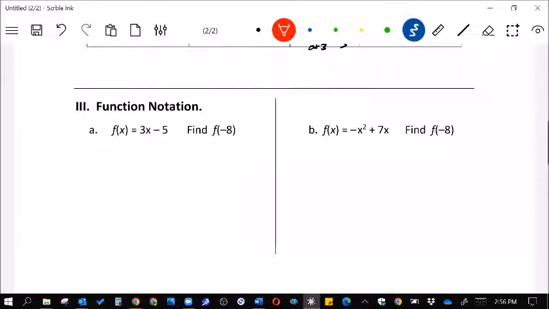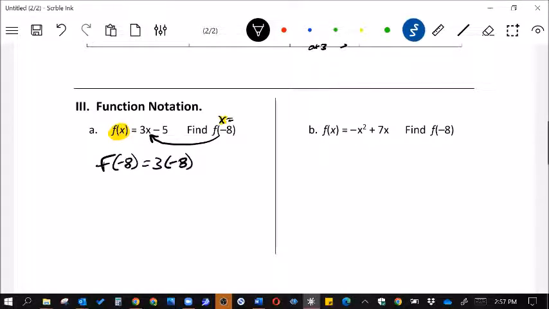Function notation, using it. Here we are being given this, f of x. That doesn't mean f times x. What it means is the result of the function when the x value is equal to, when x equals negative 8. That means we can put the negative 8 inside here. So I would write f of negative 8 is equal to 3 times negative 8 minus 5. So the function when x is negative 8 is negative 24 minus 5.